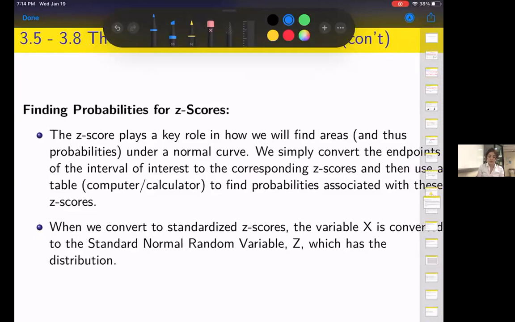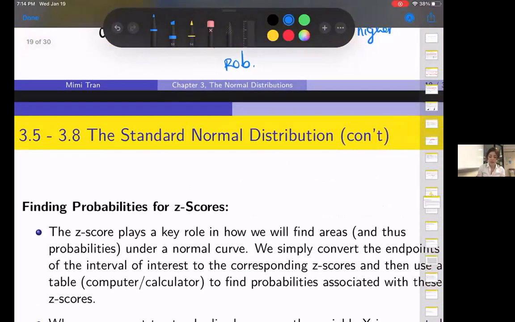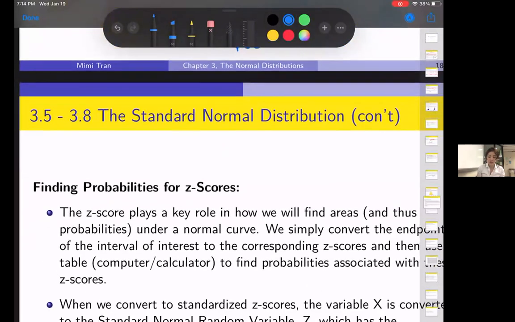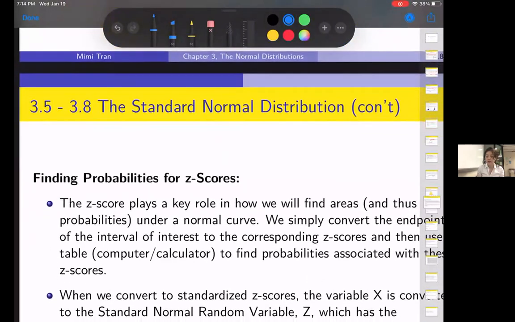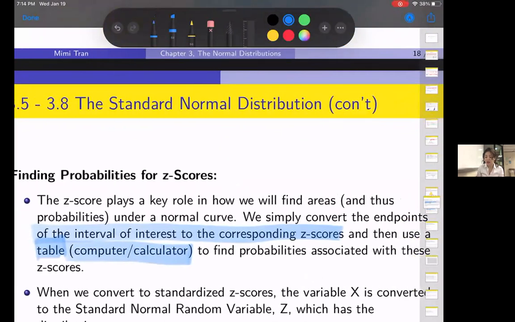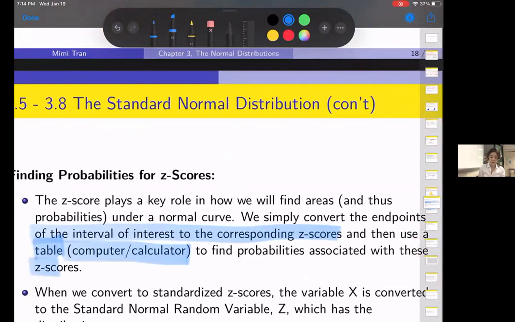Okay, so that's what I did, finding the probability. That's what we did recently. The z-score plays a key role in how we find the areas. We simply convert the endpoint of the interval of interest to the corresponding z-score. That's what I just did, right? Then use a table, computer, or calculator to find the probability associated with the z-score.